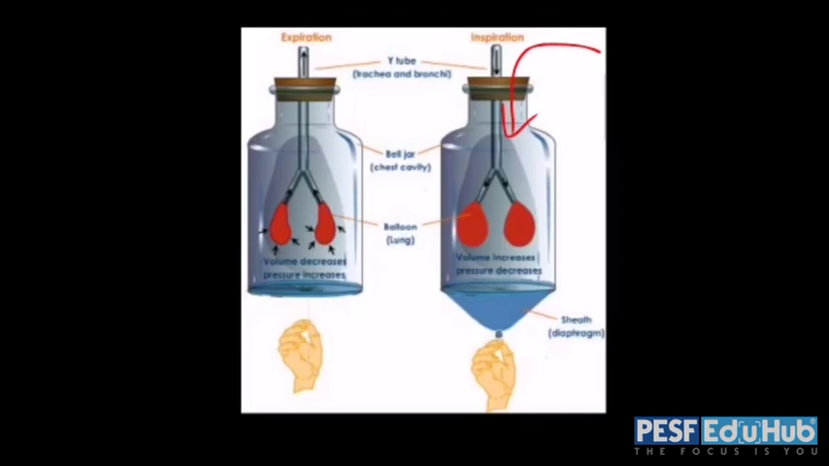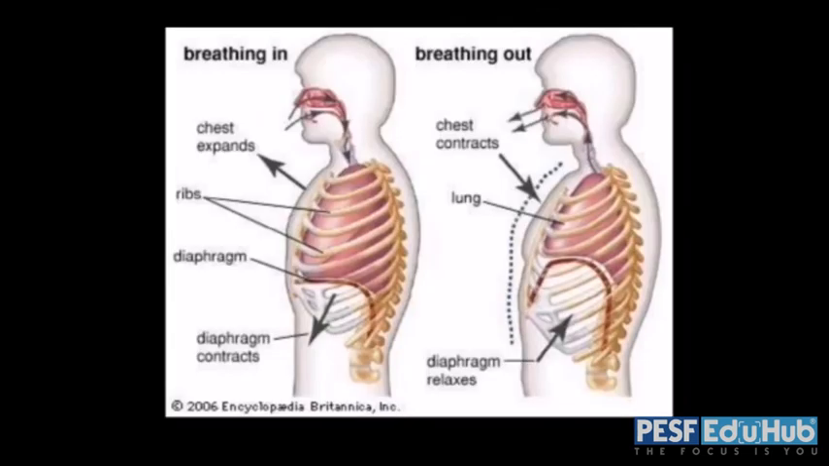When I release the balloon to its normal position, what happens? The volume of the bottle decreases. When volume decreases, pressure increases. When pressure increases, air moves outside. This is called expiration. A similar mechanism happens in the human body.